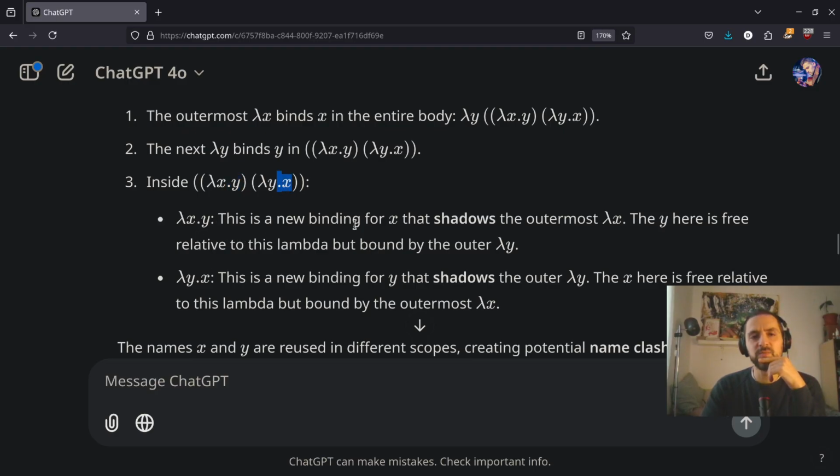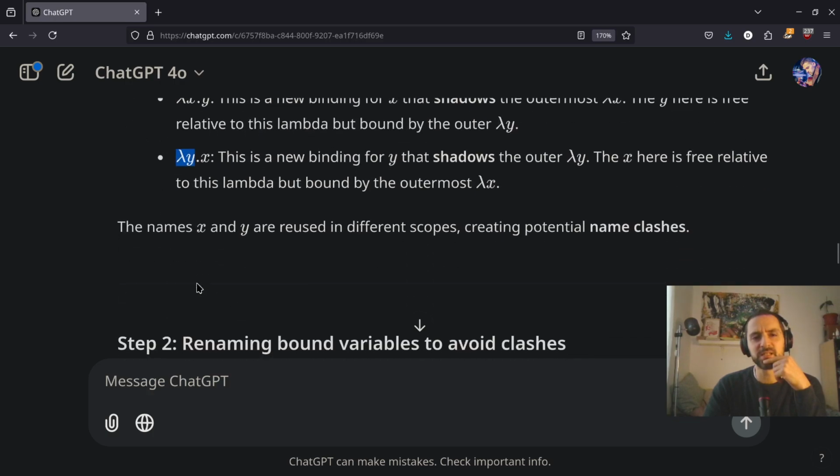Lambda x dot y, this is a new binding for x that shadows the outermost lambda x. So if we have a new lambda inside, it shadows. Right, that's called shadowing. So it's not reassigning, it's shadowing. The y here is free relative to this lambda, but bound by the outer lambda y. Well, this is a new binding for y that shadows the outer lambda y. The x here is free relative to this lambda, but bound by the outermost lambda x. So what, you just changed the name of these lambdas, I guess.